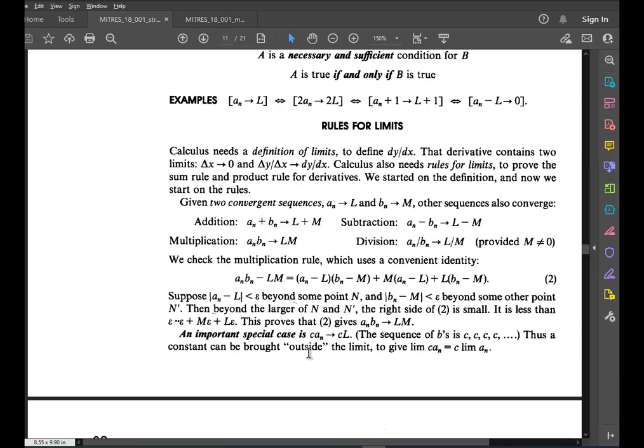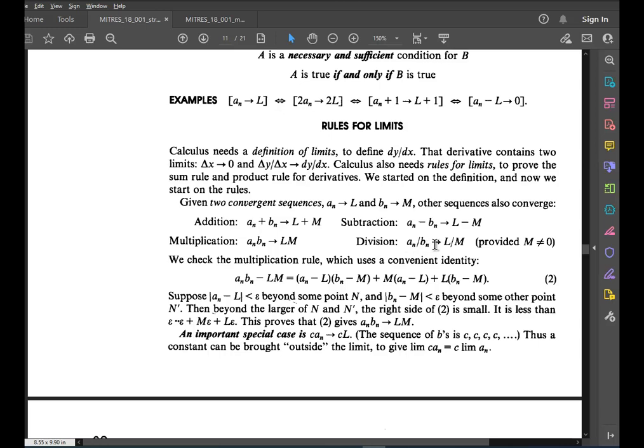Now, of course, the limit of a constant sequence is that constant because it doesn't change. Right? So you can multiply a sequence, and the result goes to the constant times the limit. And the division rule, which is like the multiplication rule.